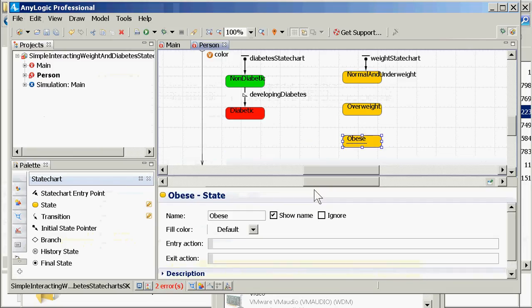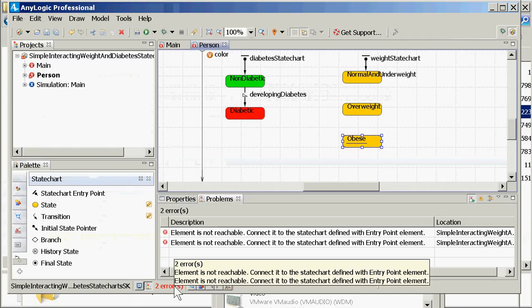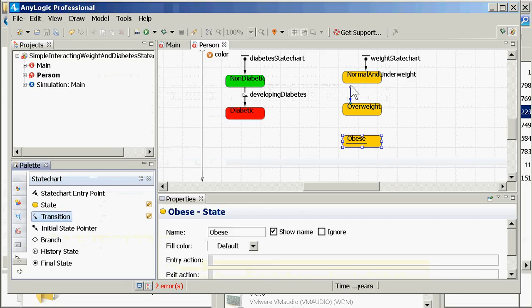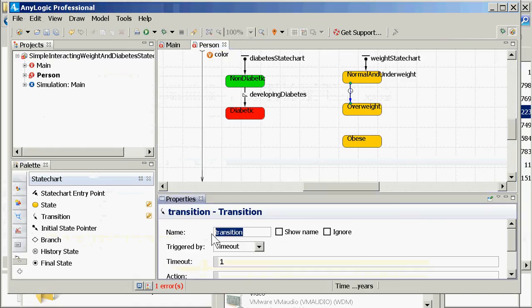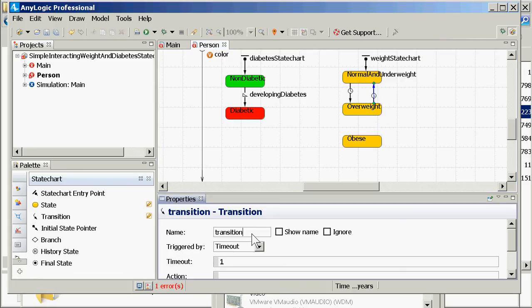So, ladies and gentlemen, by clicking those arrows, you could see we need to connect it up. So we need transitions. Let's select normal and underweight. Let's put one transition there, and this will be called becoming overweight. And then let's set a transition going back the other way. That will be called losing overweight.